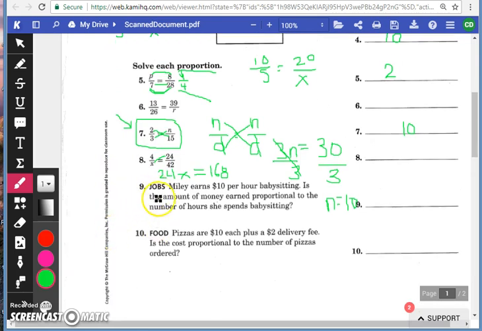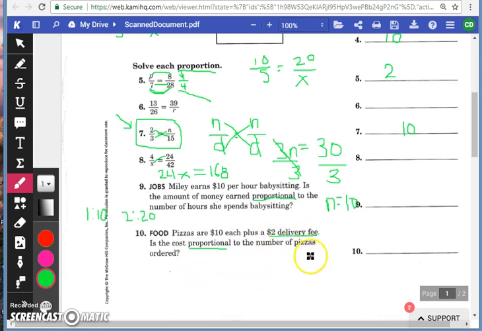You do see that problems 9 and 10 are asking if the numbers that are shown here are proportional. Think of proportional as just being related, 1 to 10. For example, for every 1 hour, she makes $10. So you could see that's 2 to 20. There is a relationship there. Basically 10 over 1, 20 over 2, they are proportional. They are equivalent.